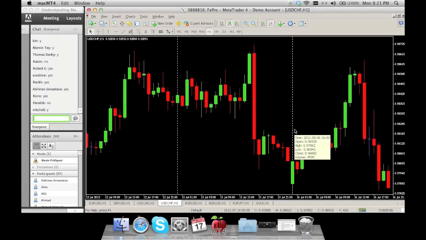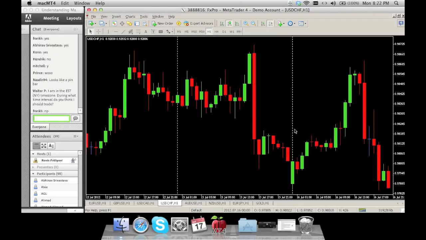Okay, now for those of you who are still lost, you can always look through the recording. But right now we need to move to the next. Nasdeen, looks like a pin bar. It is a pin bar, but it's an upside down pin bar. Okay, that is a trend continuation pattern.